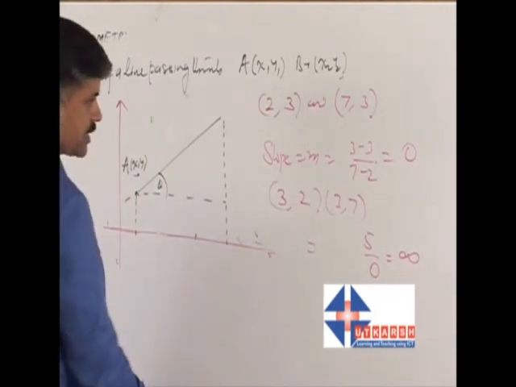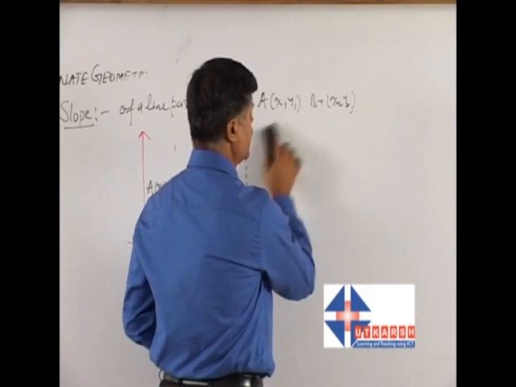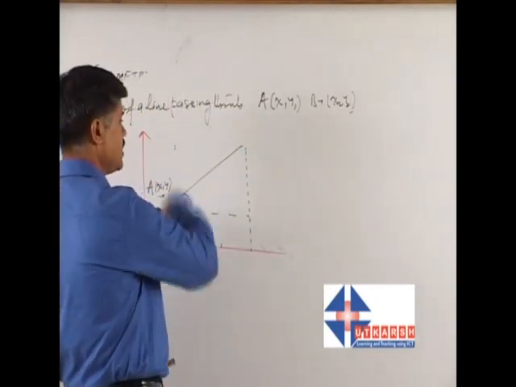If the points are like this, of any oblique line, meaning the lines are like this and like this.